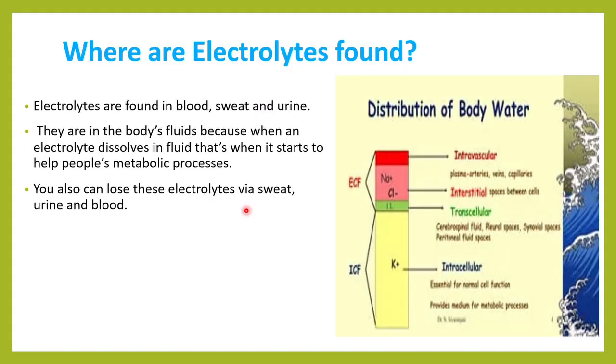So where do we get these electrolytes? I have told you that the adult body is composed of 60% water, and wherever there is water in the body, there you will find those electrolytes. It is in the blood, in the sweat, in the urine. All this you will find has electrolytes.